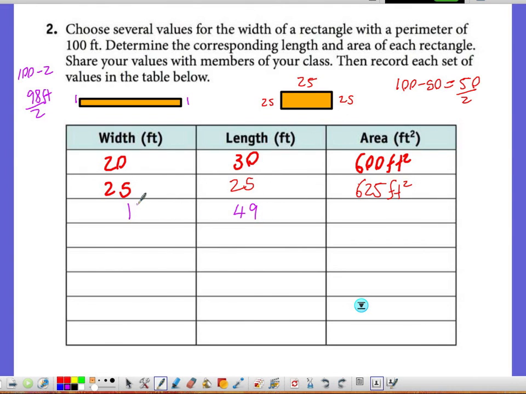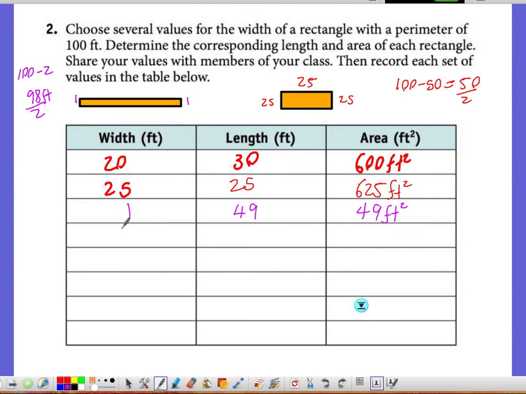Well, when I multiply the length and the width, it turns out that I have 49 feet squared, which is a very small area. So it's interesting how you still have a perimeter of 100 feet, but the areas can be so different that the smallest it seems that we can have is 49 feet squared, and the largest, what looks to be the largest, is 625 feet squared.